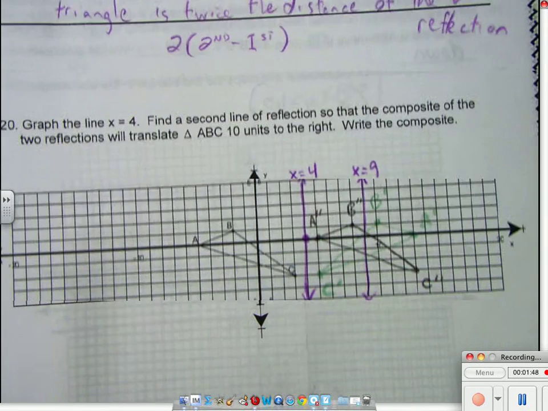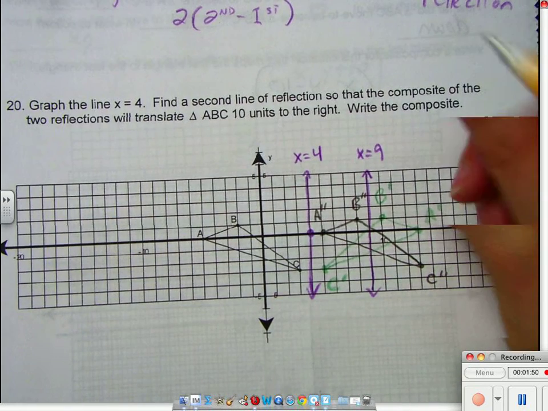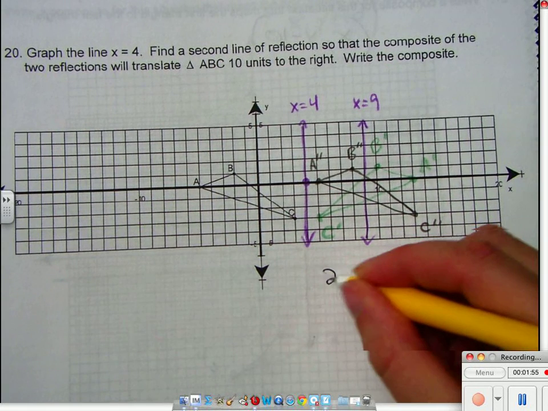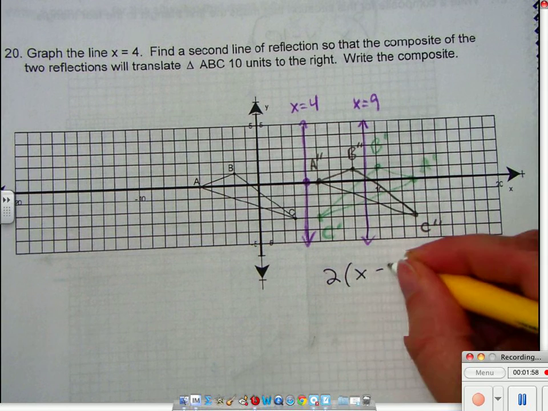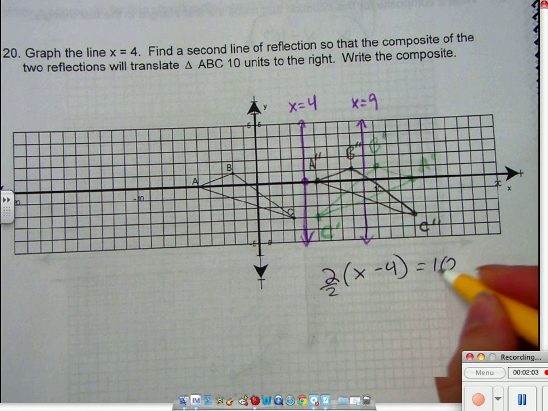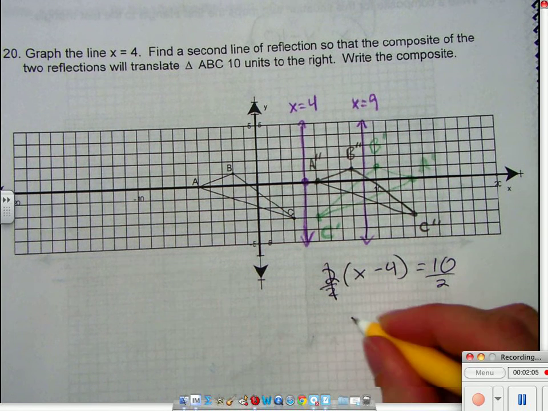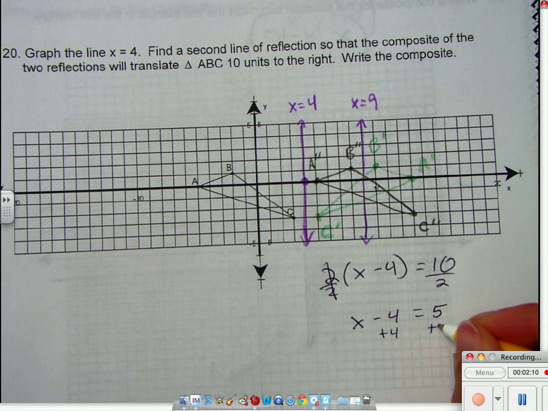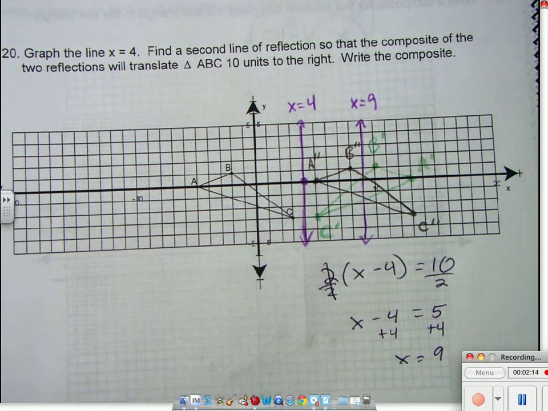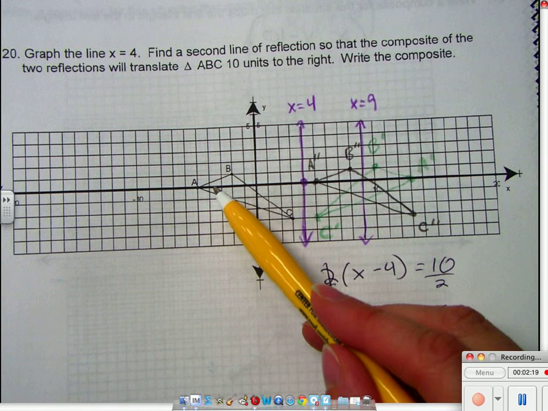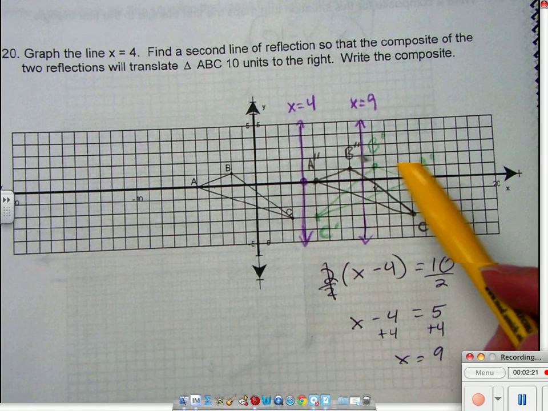Okay? So in order to do number 20, I put down a formula to figure it out. I took 2 times (x minus 4) equals 10. And then I solved. I divided by 2. x minus 4 equals 5. And then I added 4 to both sides, giving me x equals 9. So that is my second line. So first I reflected it over 4 and then over 9.